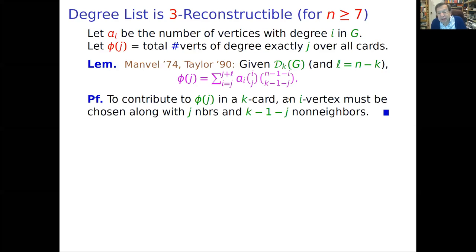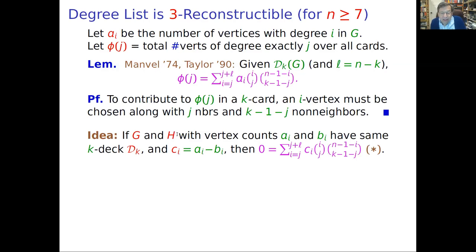Well, if you have a vertex of degree i and it gets counted as having degree j in some k-card, what does that mean? That means the rest of the k-card consists of choosing j neighbors of this vertex and k minus one minus j non-neighbors of this vertex. So we're just counting all the contributions to this.